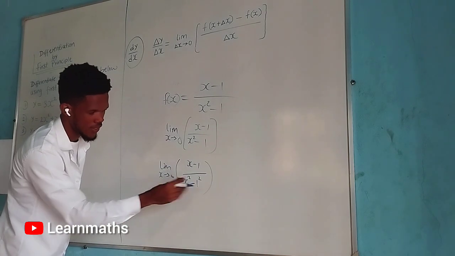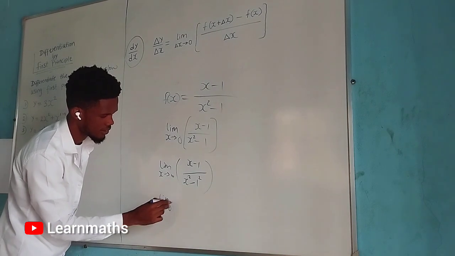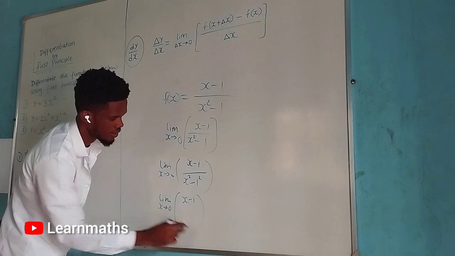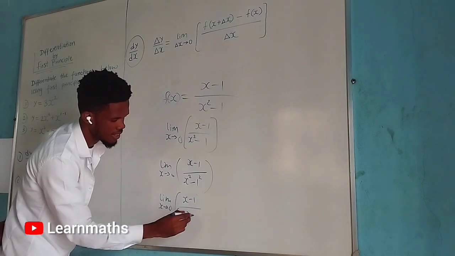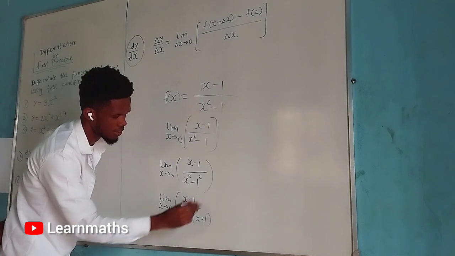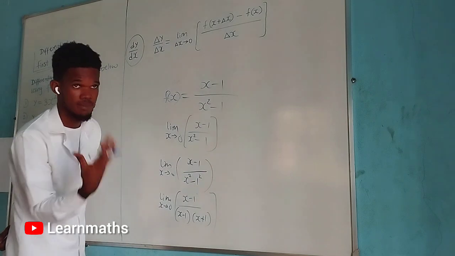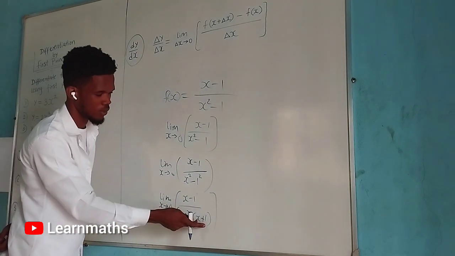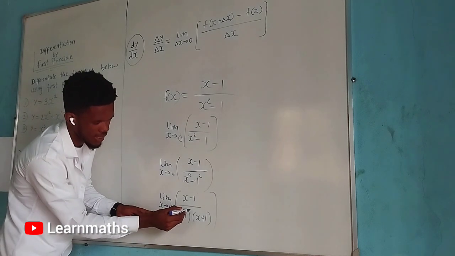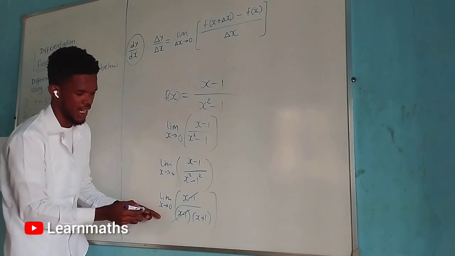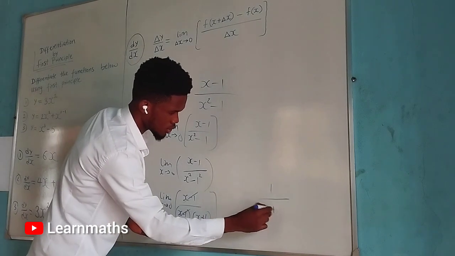So I'm going to expand this difference of two squares as x minus 1, x plus 1. That's the expansion for a difference of two squares: x squared minus 1 squared is the same thing as x minus 1 times x plus 1. Now since I've made this expansion, x minus 1 can be cancelled by x minus 1, leaving us with 1 over x plus 1.